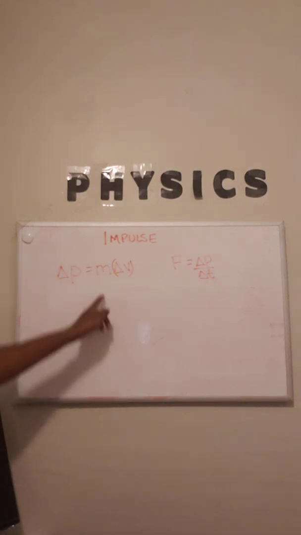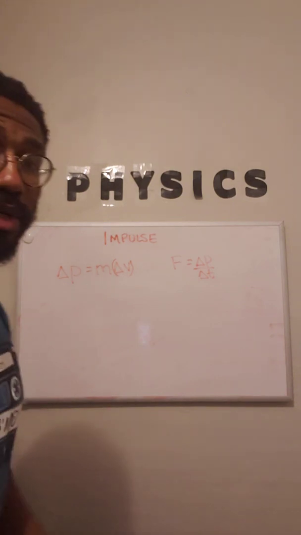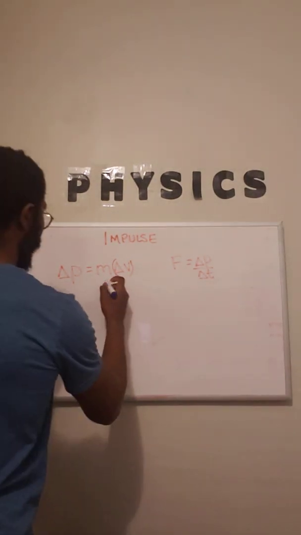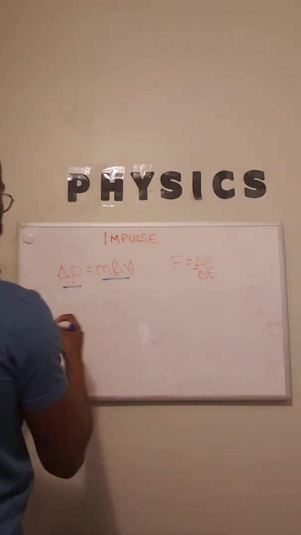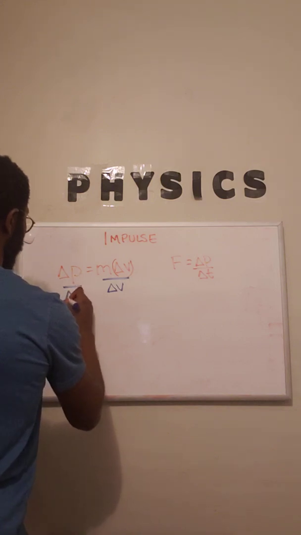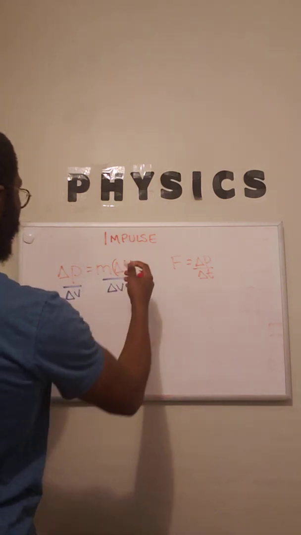So currently the mass is being multiplied by delta v. So what we need to do to separate multiplication is do the opposite. So we're going to divide on both sides. We're going to divide by delta v so that we can isolate m. We are trying to get m by itself.